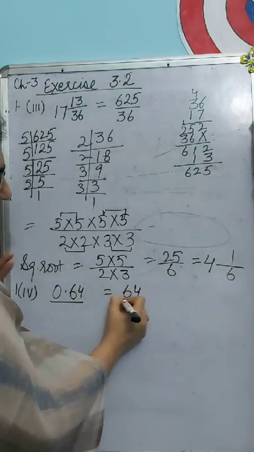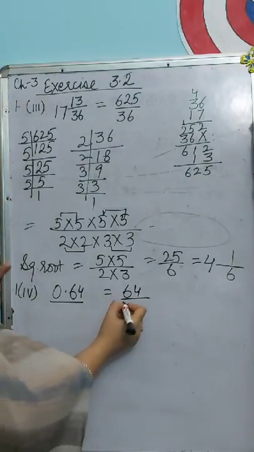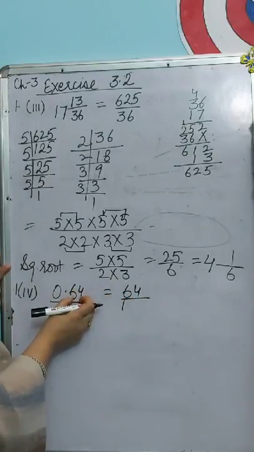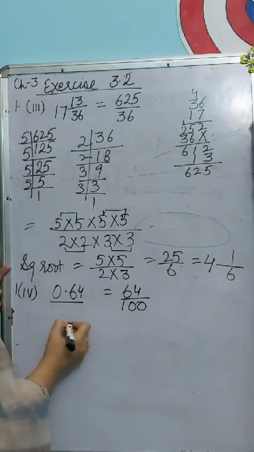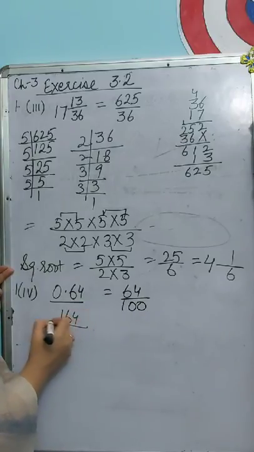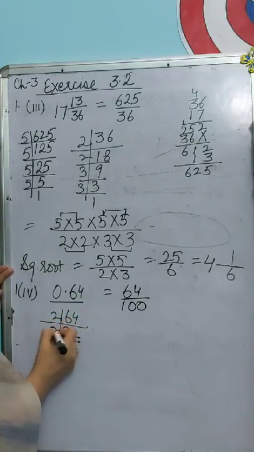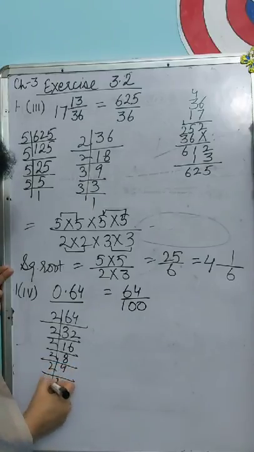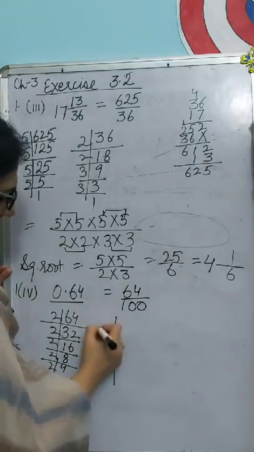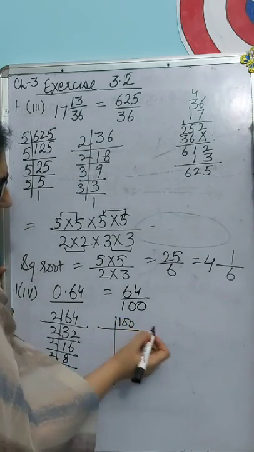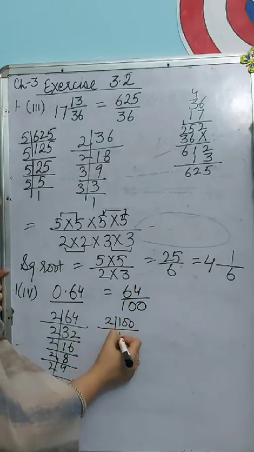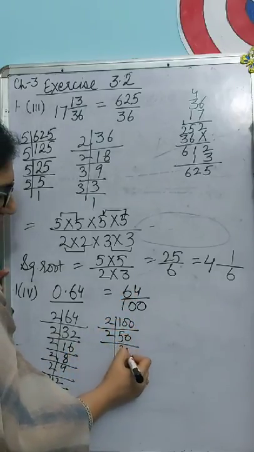0.64 can be rewritten as 64 over. How many zeros will be there in the denominator? The number of digits after the decimal. The number of digits after decimal is 2. So you will get 100. So now next step, make the prime factors. 64: 2, 32, 2, 16, 2, 8, 2, 4, 2, 2 and 2, 1. 100, 100 का तो पता ही है हमें. Whenever there are 2 zeros, it means this is 10 into 10 again, but still I'm going to factorize it.